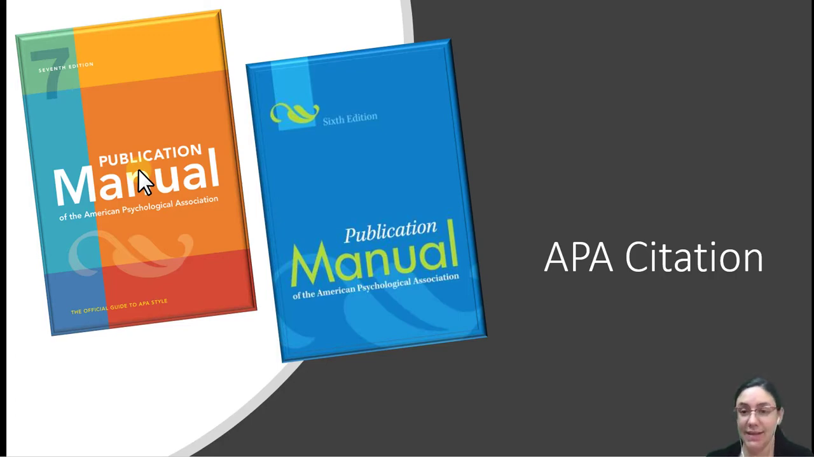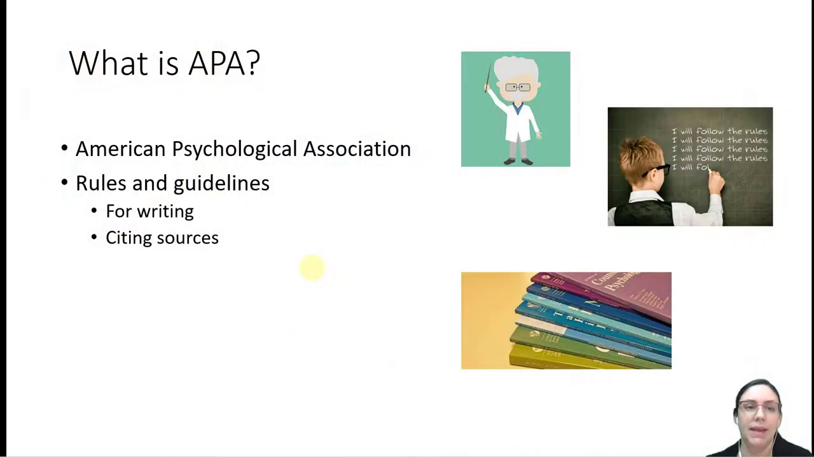So what is APA? APA stands for the American Psychological Association, and they're basically an association that creates guidelines and rules on how to write documentation or how to write essays or research articles. This is for professional publication, but many students also follow the same guidelines.